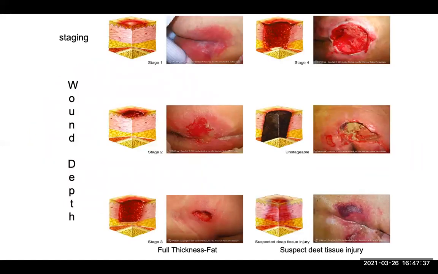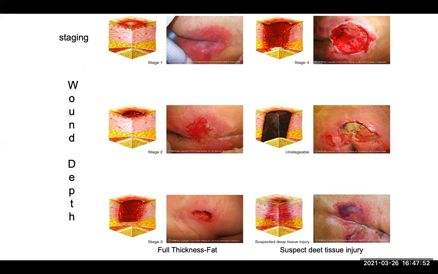This is just a good picture. I probably should have moved it up toward the front of this lecture. It's showing you pressure ulcers and staging them. So it's just another way to review for pressure ulcers and staging.